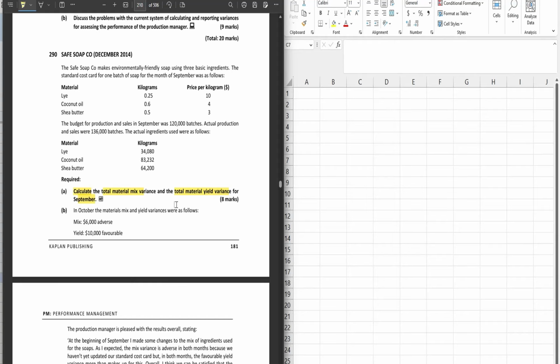And one more thing, out of 20, this question is for 8 marks, and that's purely the calculation part. As I said, the maximum marks in variance, especially in section C, are allocated for the calculation. So if you know the formula very well, you can grab the easy marks.